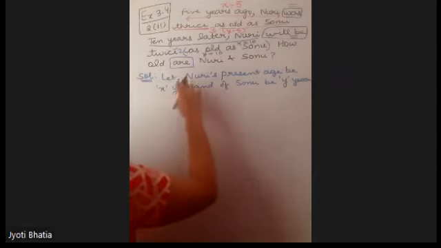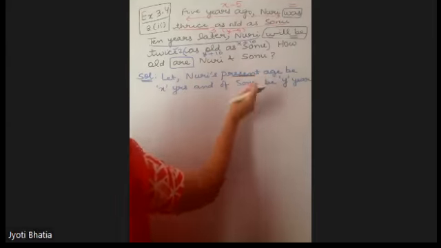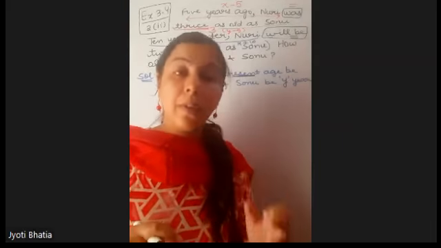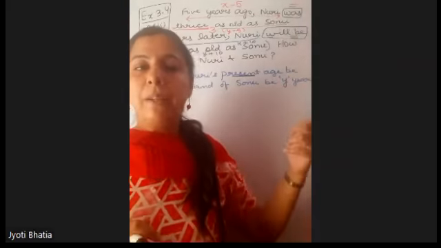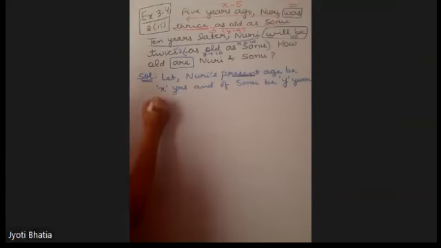So children, now let's say Noori's present age be X years. We have to mention the word present because there are 3 different kinds of ages involved. So we need to mention that X and Y are which ones. So we have taken the term present age, X years, and of Sonu be Y years.